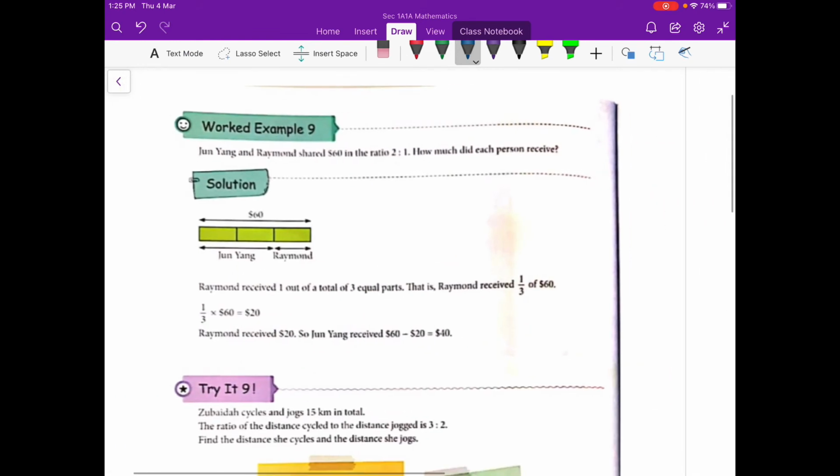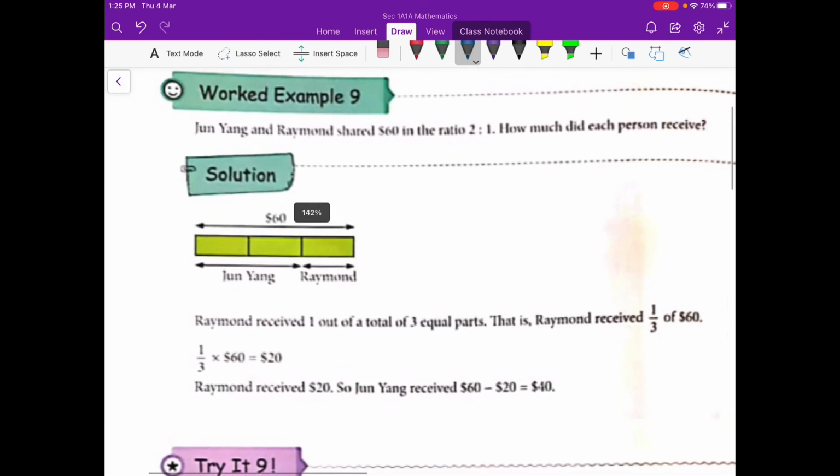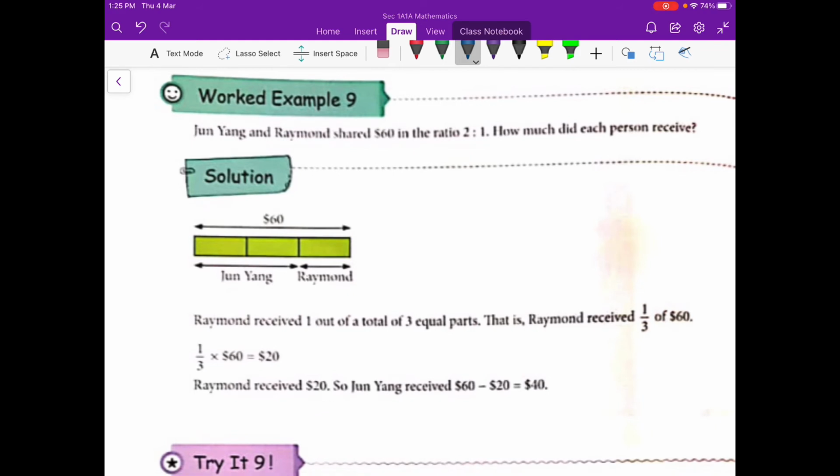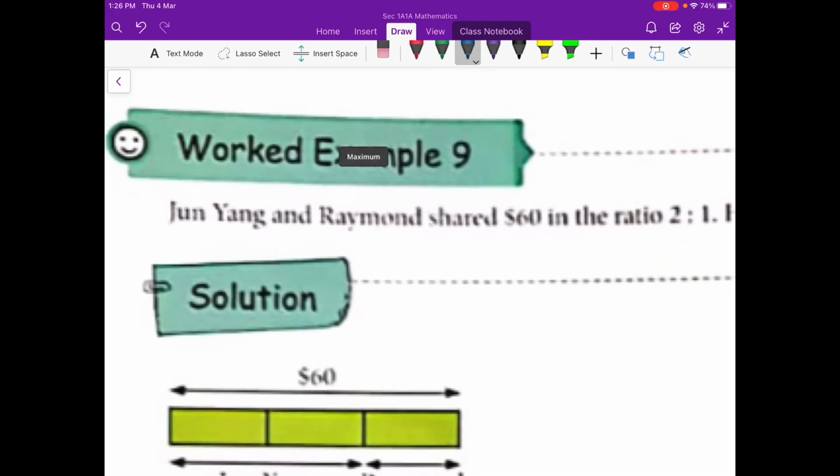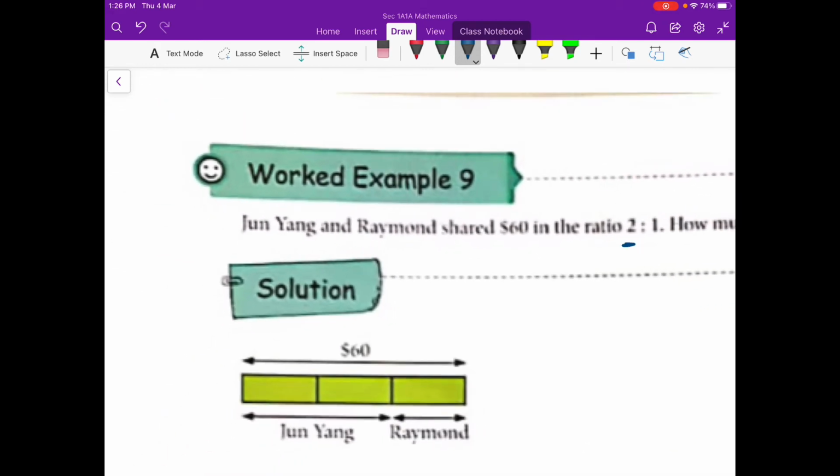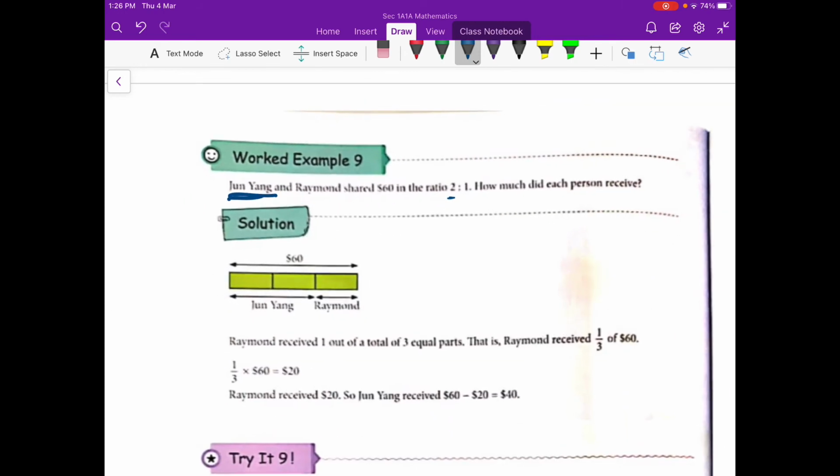Worked example number 9. We've got 2 people, they share $60 in a ratio of 2:1. How much did each person receive? Who actually got more, Jun Yang or Raymond? Whose name appeared first? Jun Yang. So Jun Yang got the 2 parts, whereas Raymond only got the 1 part. So in total there are 3 parts. How much did each of them get?